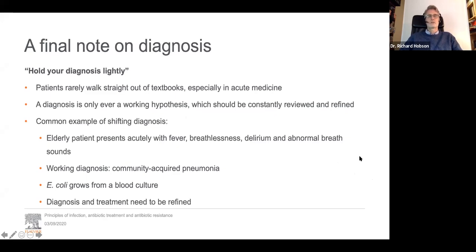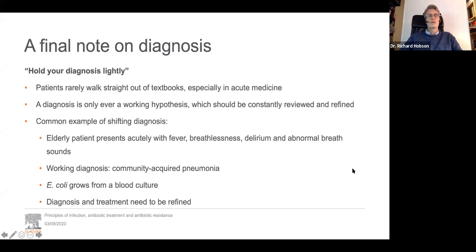And a diagnosis is only ever a working hypothesis, and it has to be constantly reviewed and refined. And just a very common example of shifting diagnosis, which I come across very frequently in my practice, which largely involves elderly people. An elderly patient presents acutely with fever, breathlessness, delirium, and abnormal breath sounds, unspecified. The working diagnosis in that situation is likely to be community-acquired pneumonia, perhaps with an element of heart failure, COPD, or something else. But likely, in the differential list at the top, is community-acquired pneumonia.